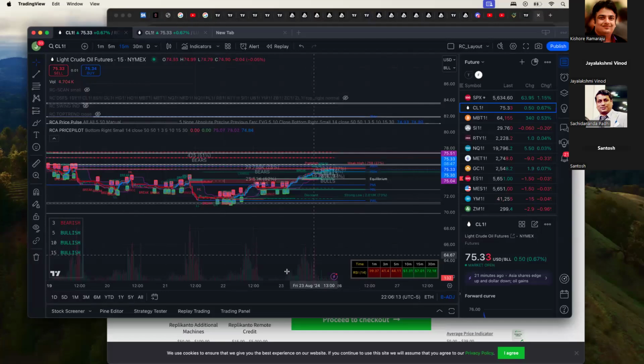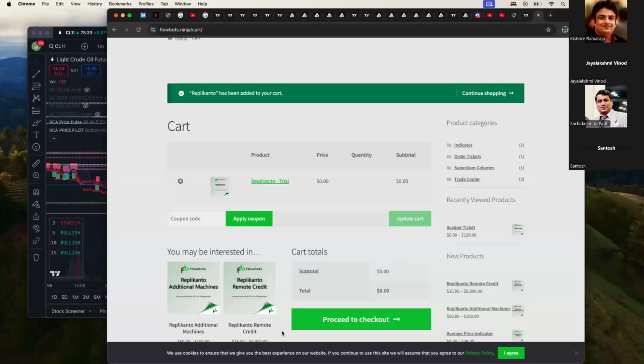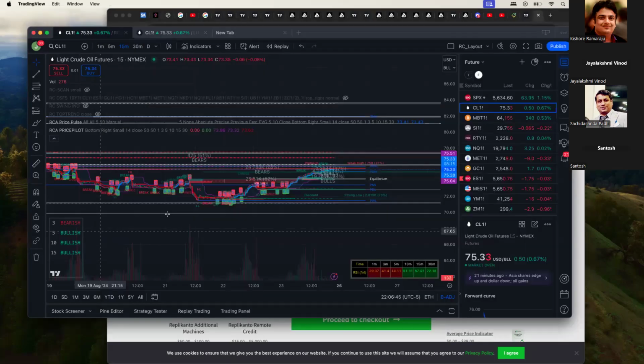Because you can connect to multiple platforms. If I am using Apex, Elite Trader Funding, I am using multiple accounts. If I take a trade here in TradingView, that will get copied to multiple providers, and also IBKR. If you have your personal account, you can also take the trades in your personal account. Same like that. Then we can't create two connections here using Replicant?